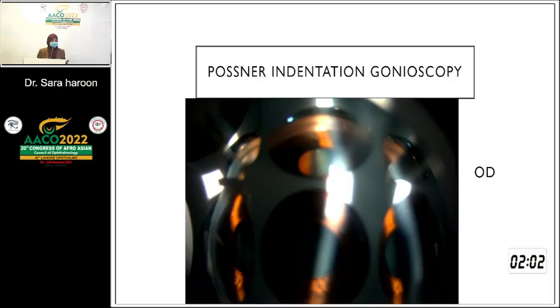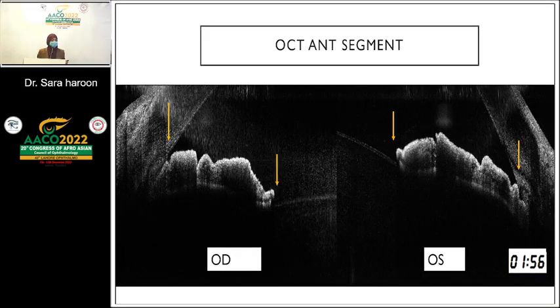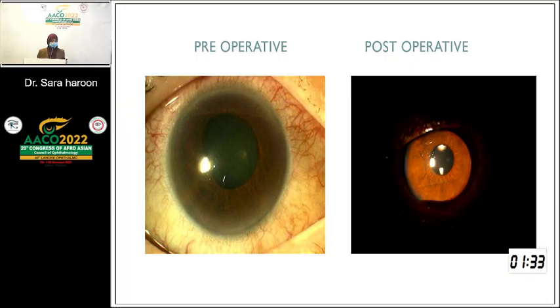Posterior indentation gonioscopy was performed, and again, there was appositional angle closure. The retinal nerve fiber layer was followed with OCT, and anterior segment OCT showed that the pupillary margins of both the eyes were well opposed with the lens, and the angles showed crowding. So both mechanisms of angle closure were at play here. We decided to go for phacoemulsification with posterior chamber intraocular lens implantation. We took an informed consent, and the most senior surgeon available performed the surgery.